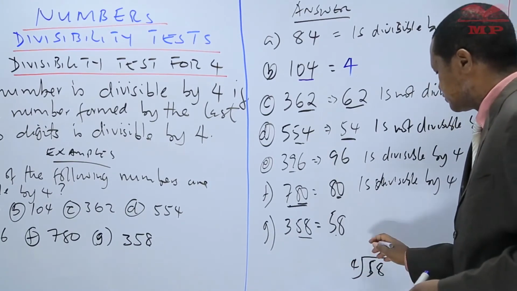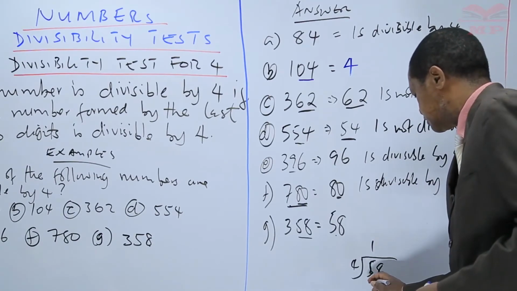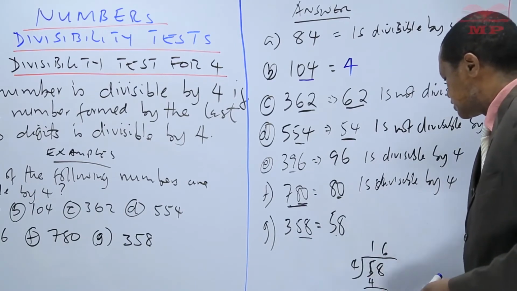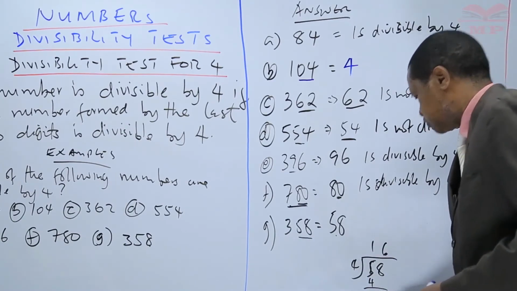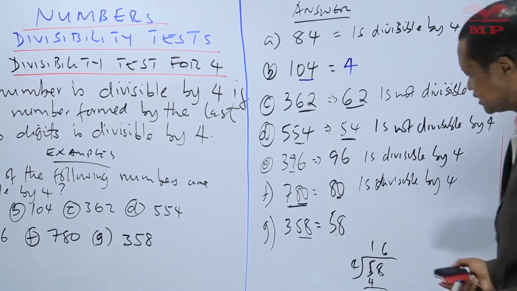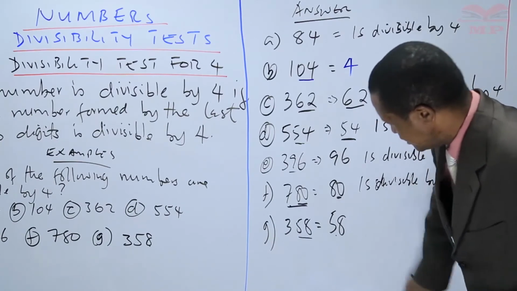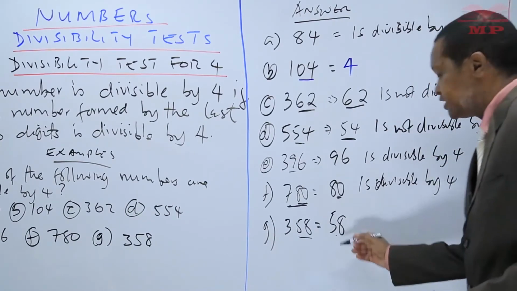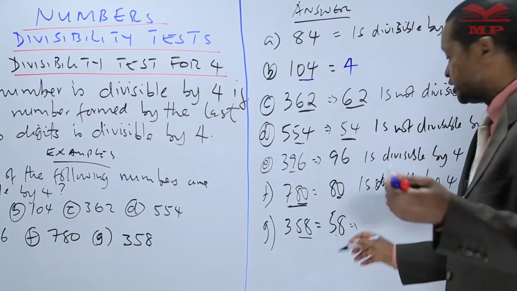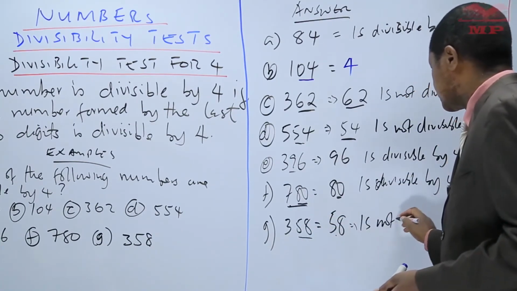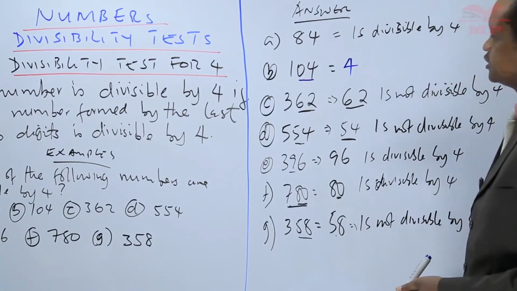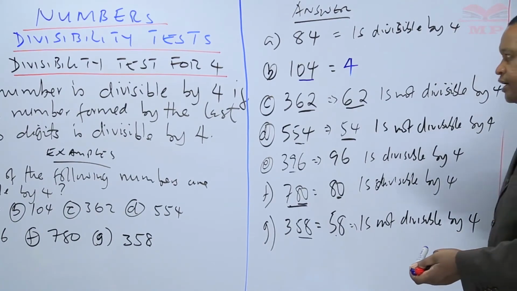4 goes into 5 once. Then you have 4 here, 18. 4 goes into 18 6 times. 16, remainder 2. There is a remainder here. Then that would mean that 58 is not divisible by 4. And if 58 is not divisible by 4, then 358 also is not divisible by 4.